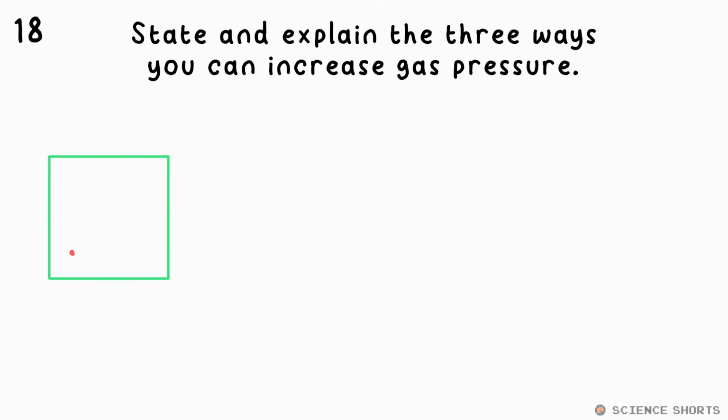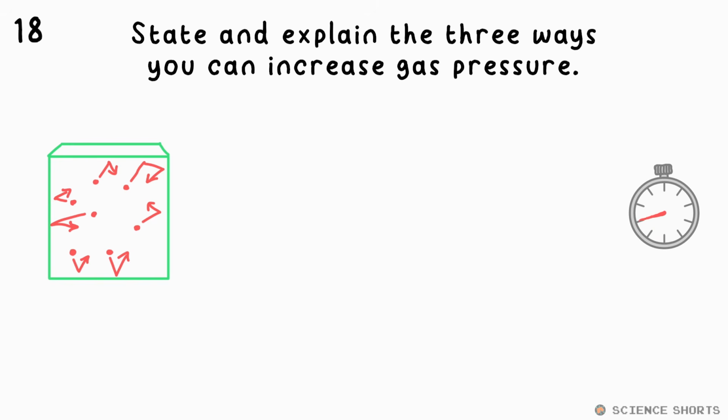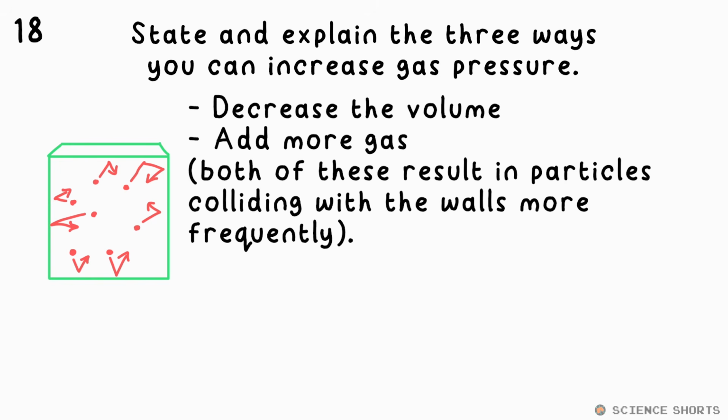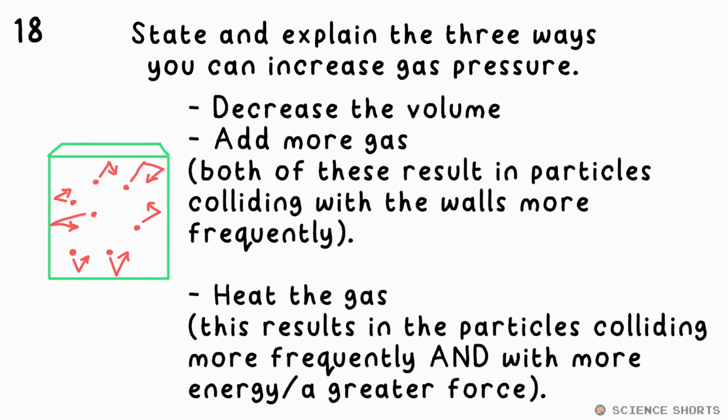Question 18. Explain the 3 ways you can increase gas pressure. You can decrease the volume or add more gas. Both of these result in particles colliding more frequently with the walls of the container, say the walls of a balloon. You can also heat the gas. This increases the kinetic energy of the particles, meaning they not only move faster, so collide with the walls more frequently, but they also collide with a greater force.